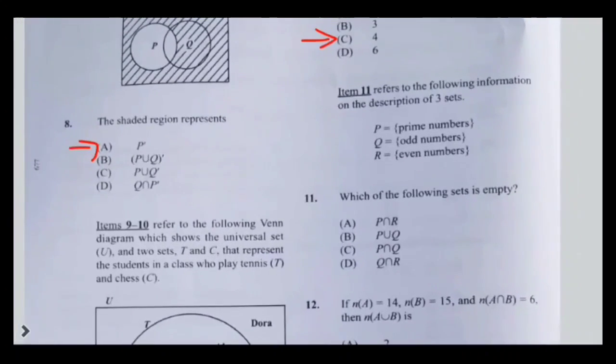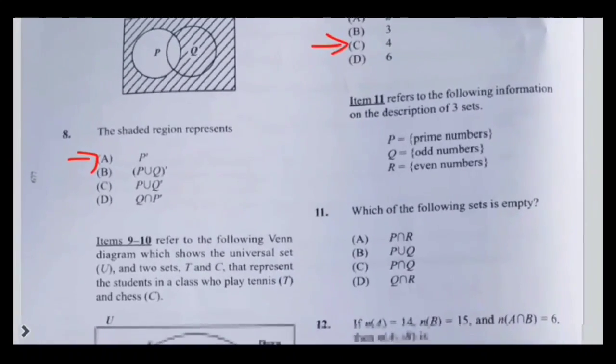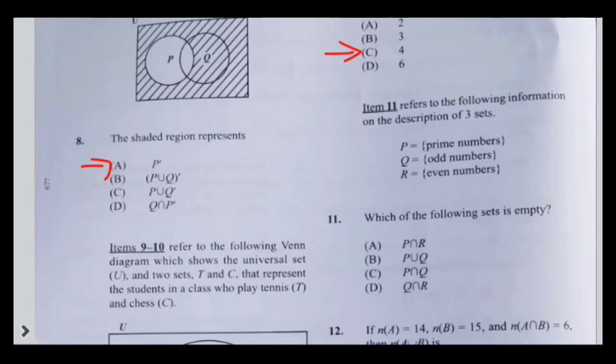Moving on to item 11. Item 11 refers to the following information on the description of 3 sets. P is equal to prime numbers, Q is equal to odd numbers, R is equal to even numbers. Which of the following sets is empty? And we have our options. Looking at our sets, we know odd and even numbers will never have anything in common. So therefore, our answer would be Q intersect R, which gives our answer as D. So 11 is D.